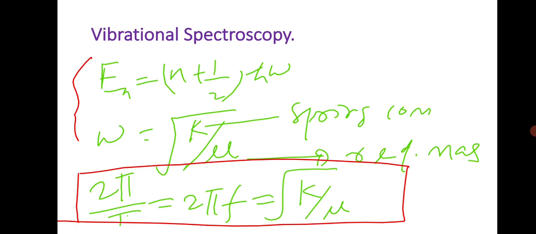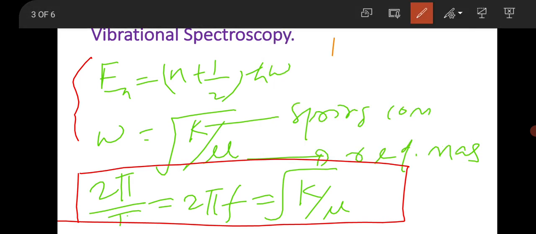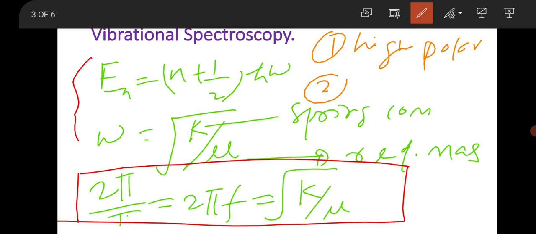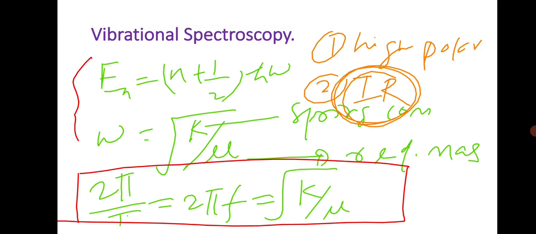This vibrational spectroscopy is for highly polar molecules like HCl, KCl, and it occurs in the IR region. That's why it is also known as IR spectroscopy. Vibrational spectroscopy is known as IR spectroscopy because we get it in the IR region. So these are the simple and important formulas used in vibrational spectroscopy.